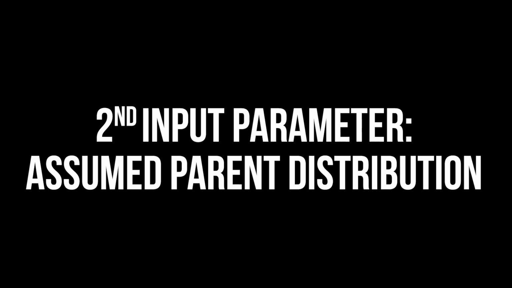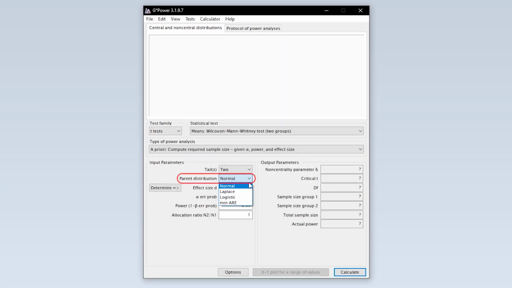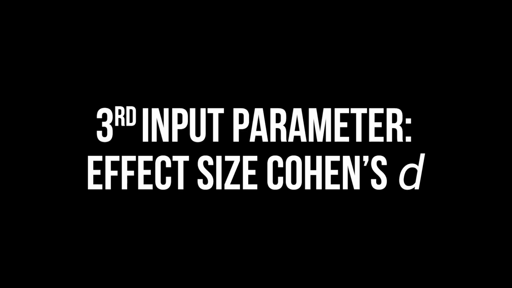The second input parameter is the assumed parent distribution. Min ARE, or asymptotic relative efficiency, is the most conservative assumption and is a good default. The third input parameter is the effect size Cohen's d.